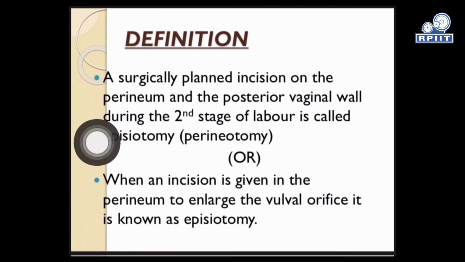Next is definition. A surgically planned incision on the perineum and the posterior vaginal wall during the second stage of labor is called episiotomy, and the second name of the episiotomy is perineotomy. When an incision is given in the perineum to enlarge the vulval orifice, it is known as episiotomy.